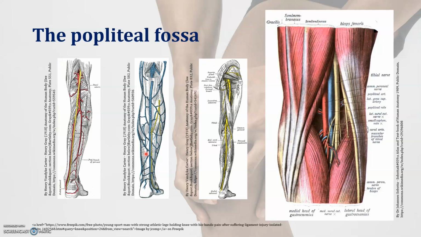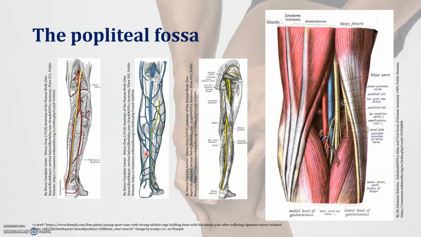So if we look at the picture on the far right, we can see that the popliteal fossa is a diamond-shaped fossa to the back of the knee. The superior borders are made up of the semimembranosus and semitendinosus muscles medially and the biceps femoris laterally. The inferior borders are the medial and lateral heads of gastrocnemius.